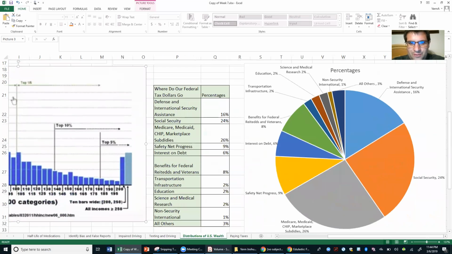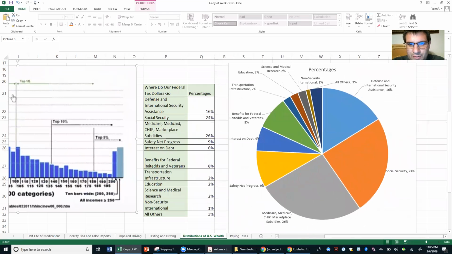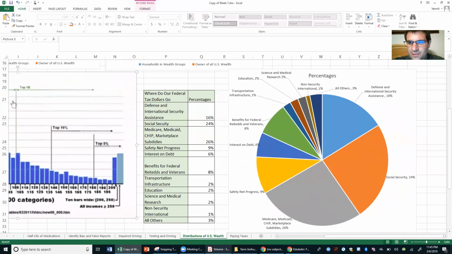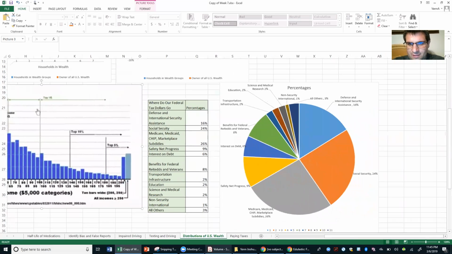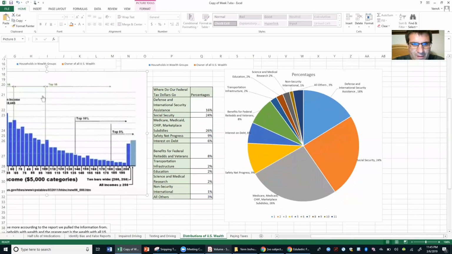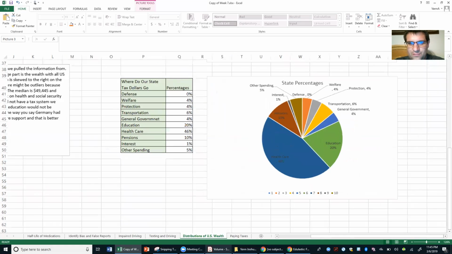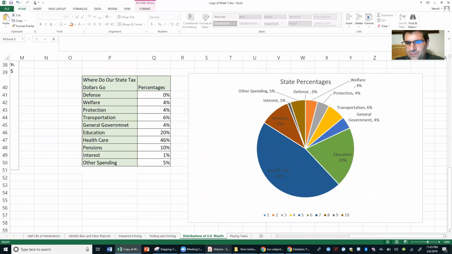All right. And then we took and made a pie chart based on the federal government, how our tax dollars are spent. And we also did the same thing for the state, as far as we gave a breakdown of how much of the state funds were allocated to different areas.